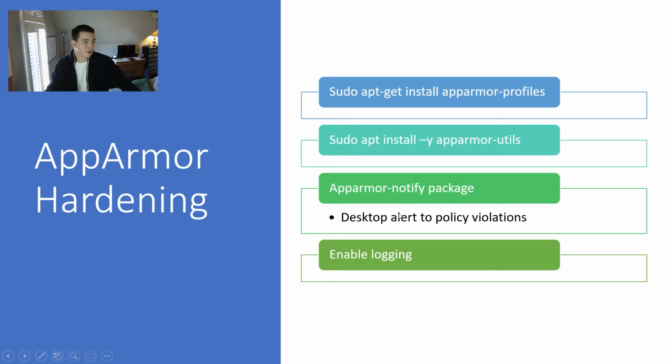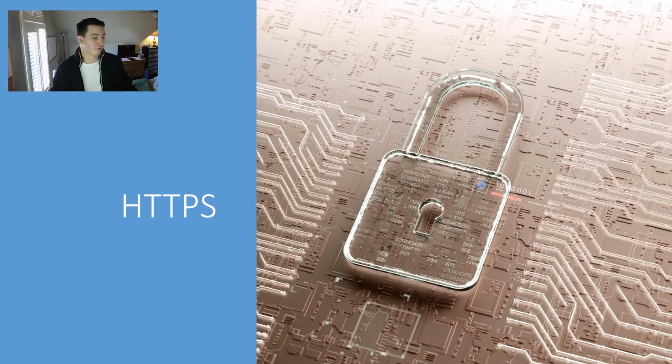The apparmor-notify package, you can look more into this just by looking it up, but it's going to create desktop alerts for policy violations, and you could reroute these to probably give you email notifications and stuff like that, because let's face it, you can't be sitting in front of the desktop 24/7. And most importantly for hardening, you got to enable logging. Logging is one of the only ways you're going to be able to possibly dig into problems and figure out what's going on if there is an issue, along with proving policy violations.